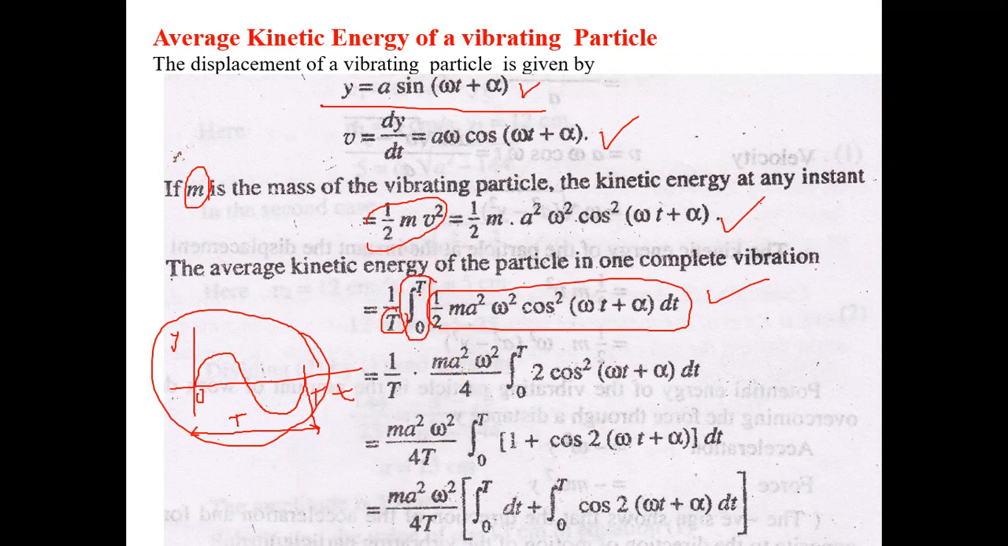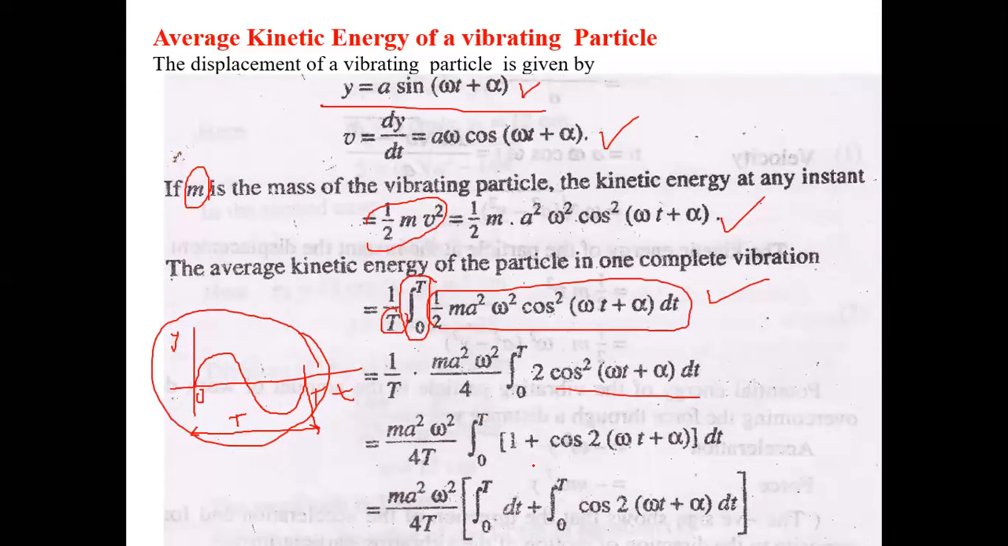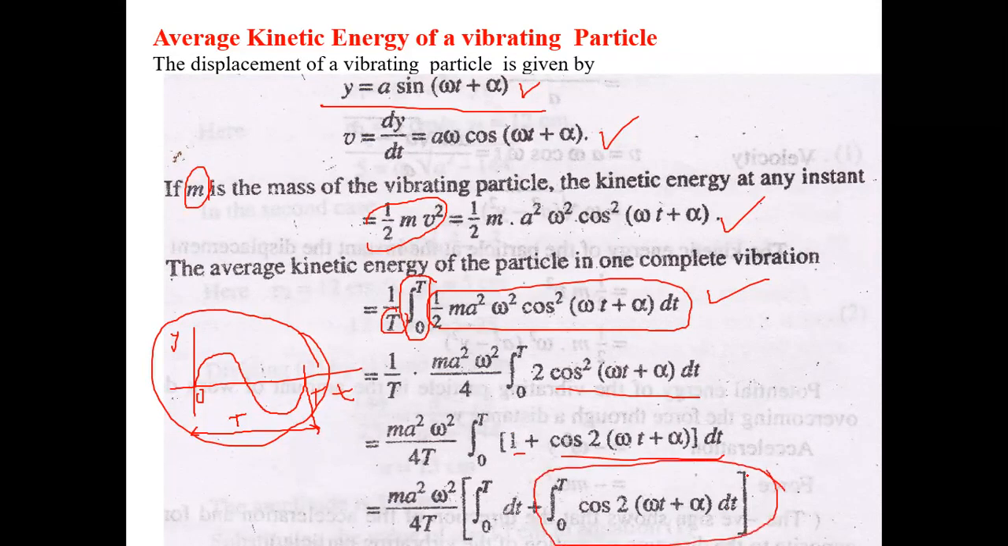So if you multiply it by 4, we have to divide it by 4. When you multiply it by 4, it will be 2 cos square omega t plus alpha, divided by 2 here, so the 2s cancel out. Now what is 2 cos square omega t plus alpha? It is 1 plus cos of twice omega t plus alpha. And then this will be the integration of dt and the integration of this one, over the total period.